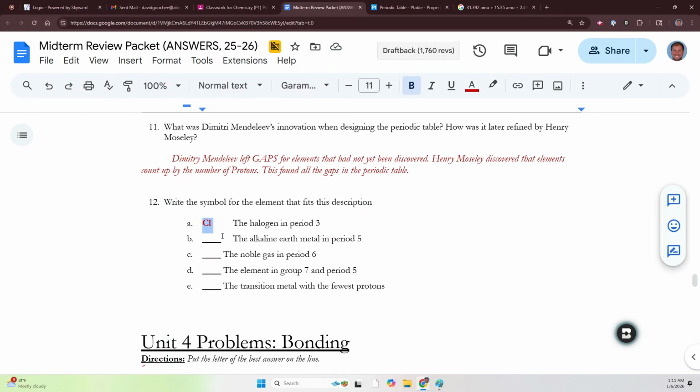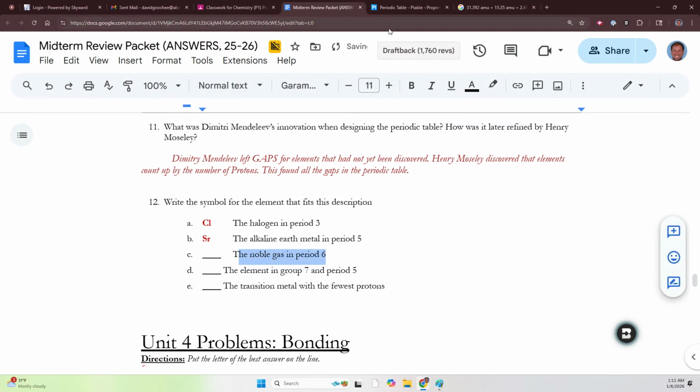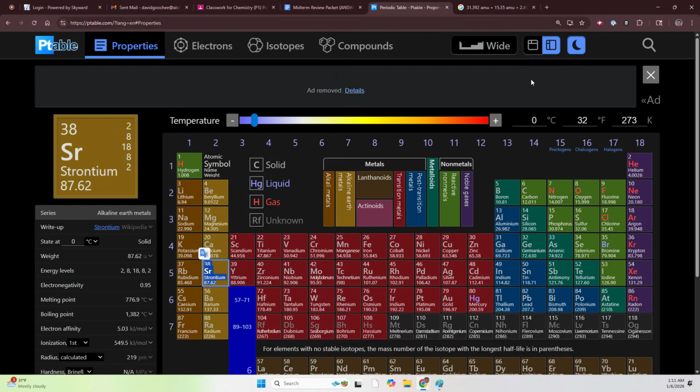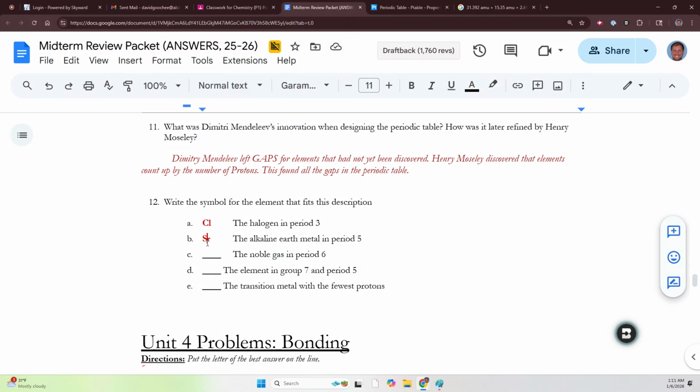So, strontium. All right. The noble gas in period 6. I think you know the noble gases are the ones at the very end. So the noble gas in period 6 is radon. Radon. You have detectors in your basement for radon. It's not chemically reactive, but is radioactive and will give you lung cancer. All right? So don't want that in your house.